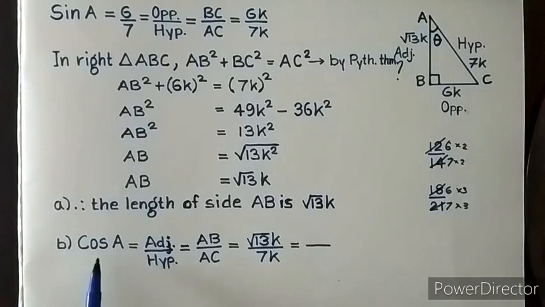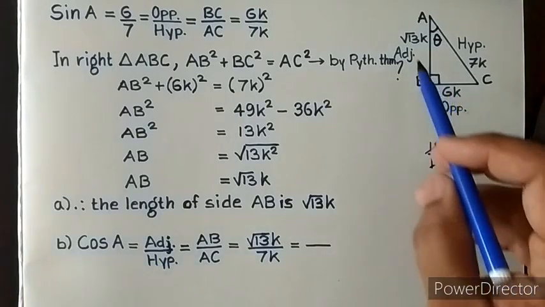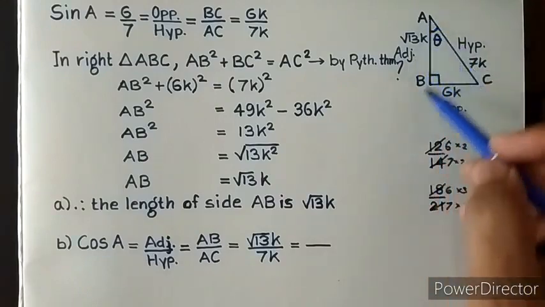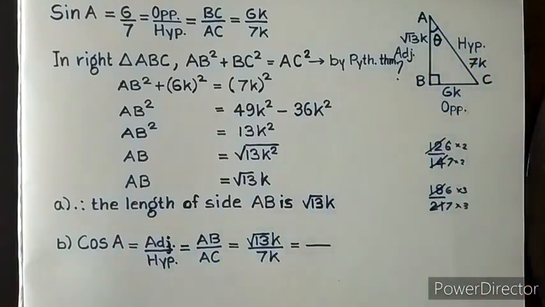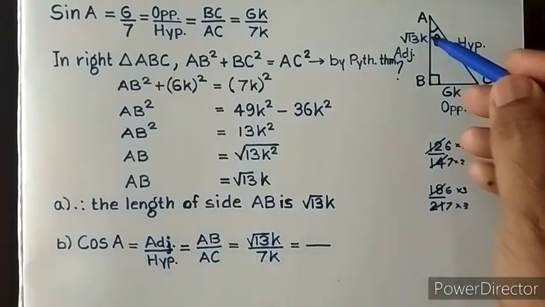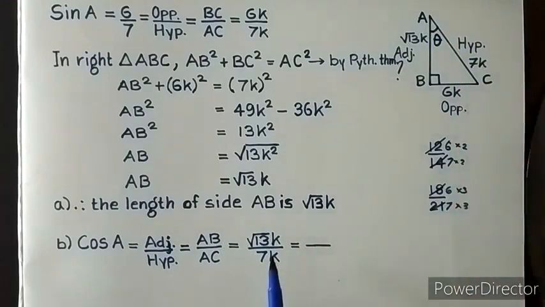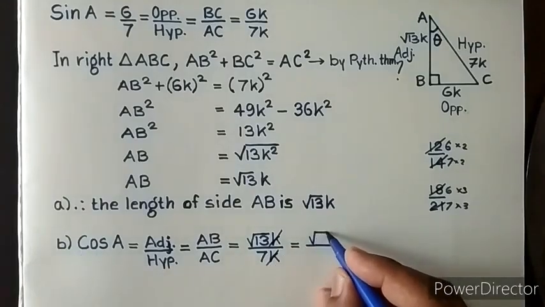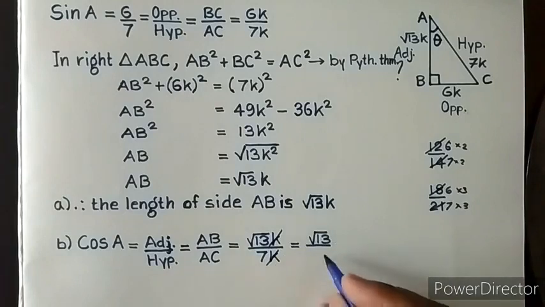Now we know that cos A is adjacent upon hypotenuse. So your adjacent with respect to A is AB and hypotenuse is AC. So AB upon AC, and we got AB as root 13k and AC is 7k. So root 13k upon 7k. Now your k will be cancelled and the value of cos A is root 13 upon 7.